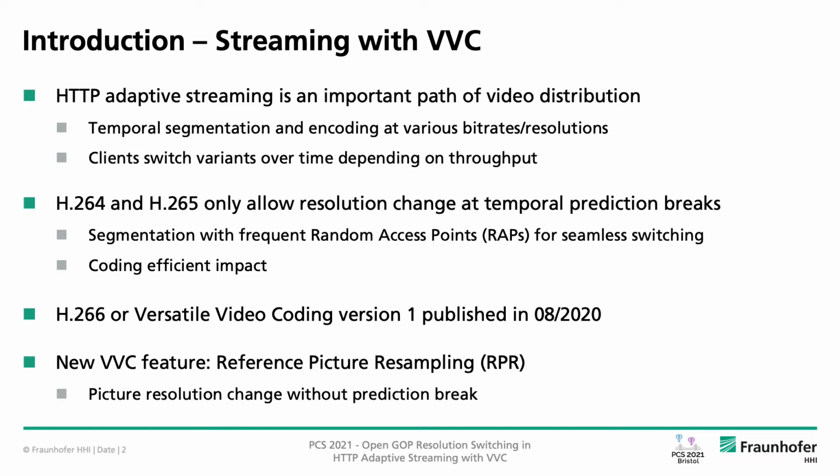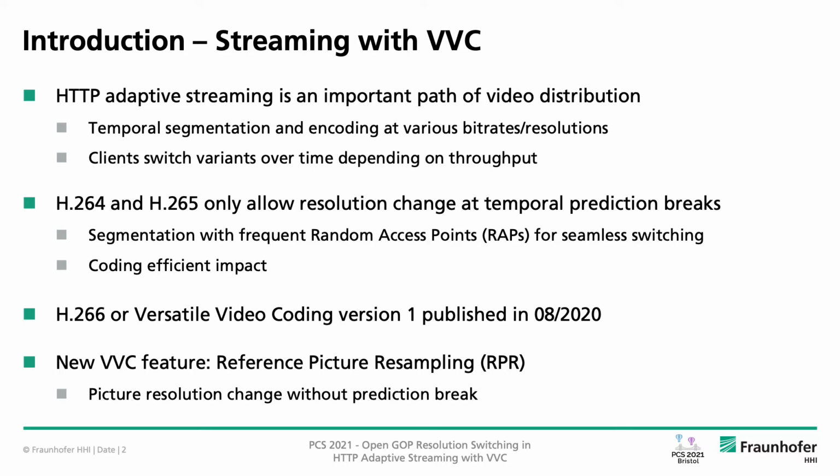observed throughput. With H.264 and H.265, changing the resolution within a coded video would require a break of the temporal prediction chain. So in order to enable seamless switching of a client, an encoder would have to place frequent random access points within the video, and segmentation would occur depending on the position of those. This would allow the seamless switching functionality, but of course it comes at a severe coding efficiency impact.